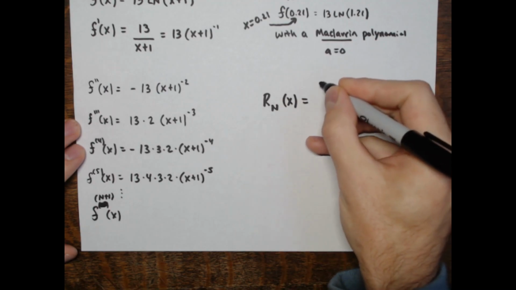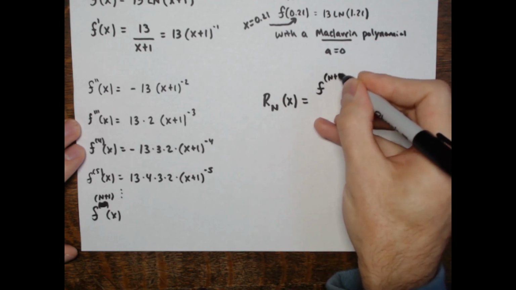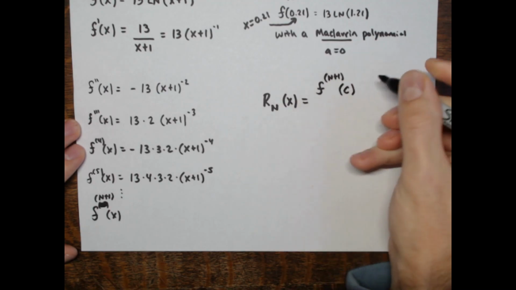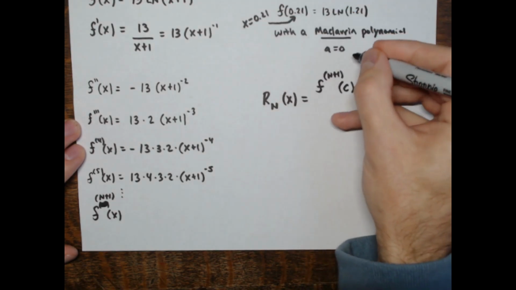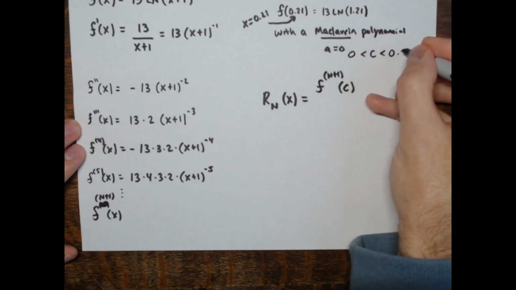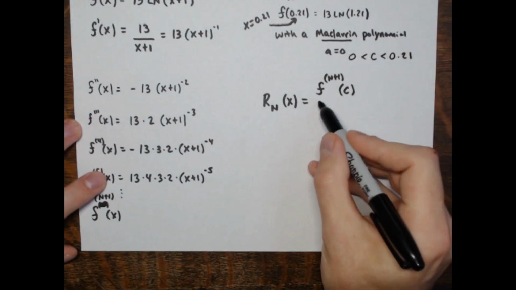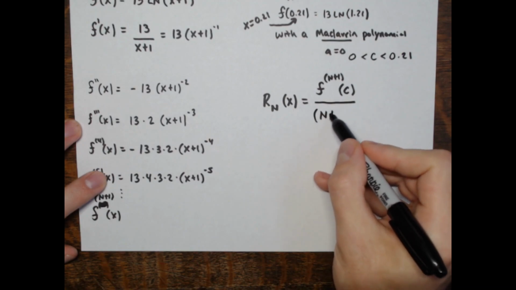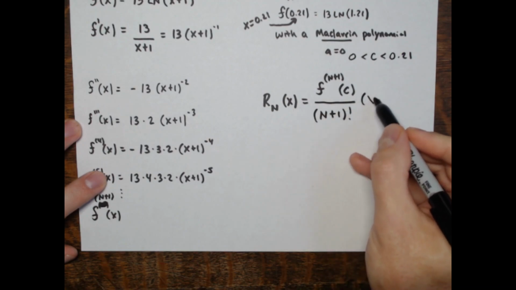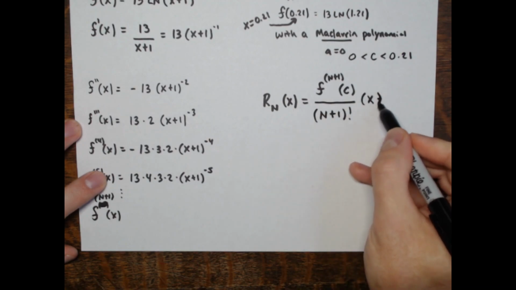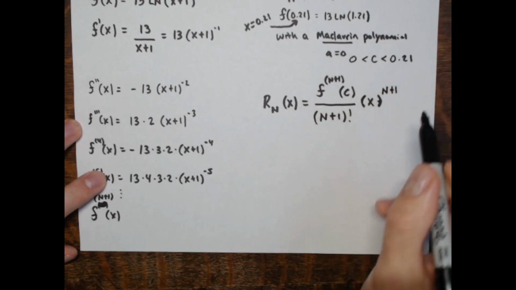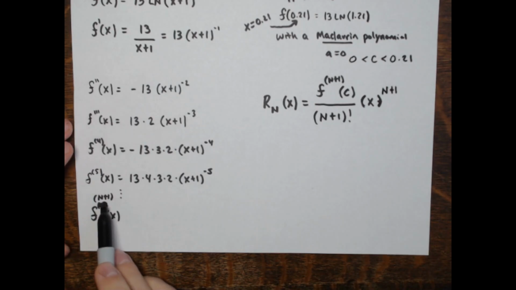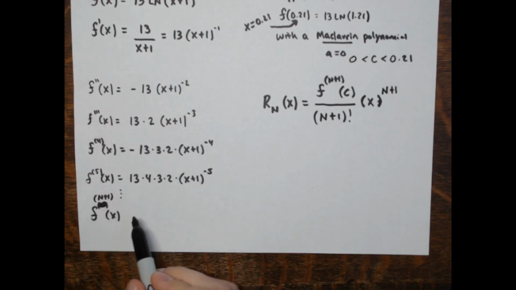Remember, this was the value of the n plus first derivative at some value of c, where this time c needs to be between 0 and 0.21, between x and a, divided by n plus 1 factorial times x minus, oh, this is x, because it's x minus 0 to the capital N plus 1. So I'll just write the general rule for capital N plus 1 right now.